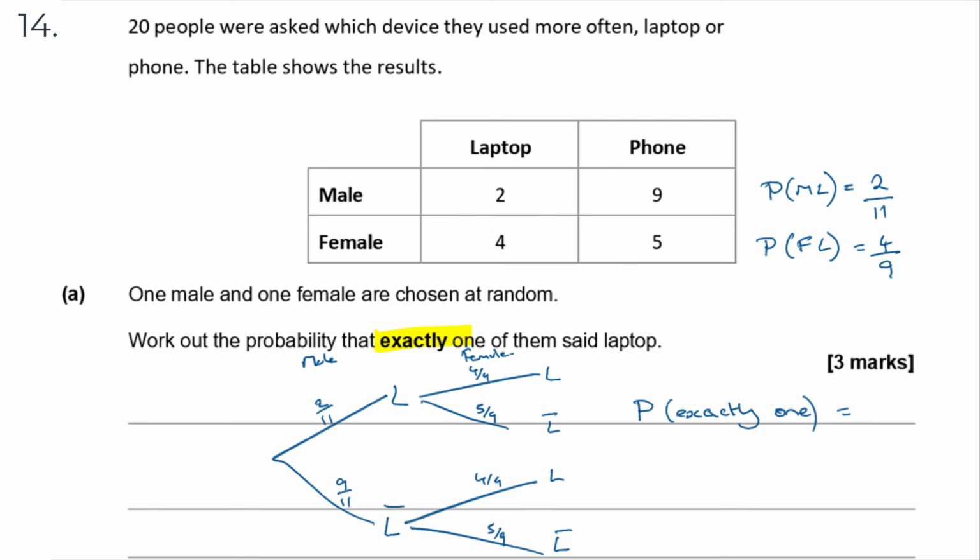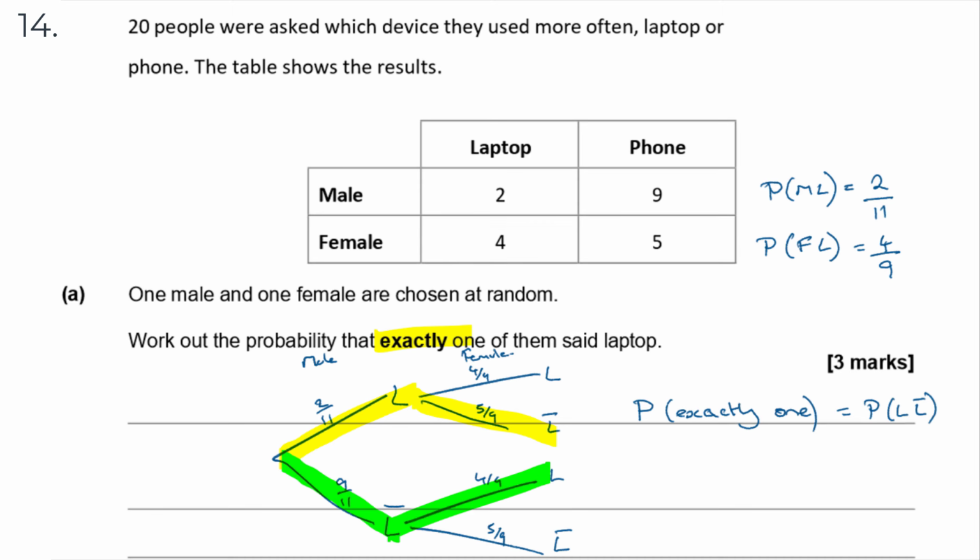one. That is going to be either that the male said laptop and the female didn't, or that the male didn't say laptop but the female did. Okay, so it's those two branches, isn't it? So it's going to be the branch laptop, not laptop, or, which is plus in the land of probability.